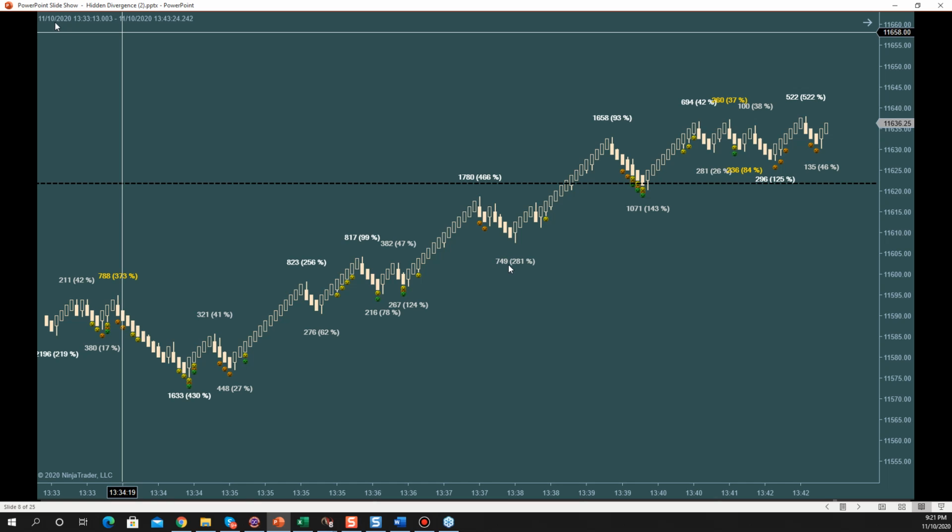749. That's 281% higher than this last pullback. So think about it like this. In this pullback, the market price action only came down to right here on just 267. A little bit later, the market had almost 300% volume in it, and it only pushed back to here. Meaning, with 3 times the volume, it didn't break the bottom of the last price action pullback.